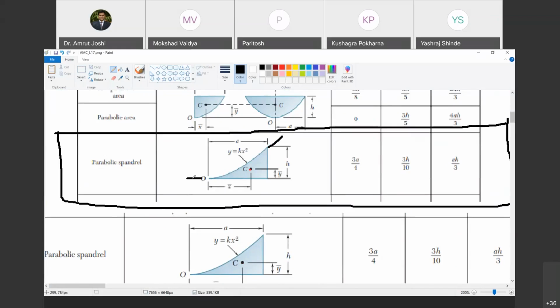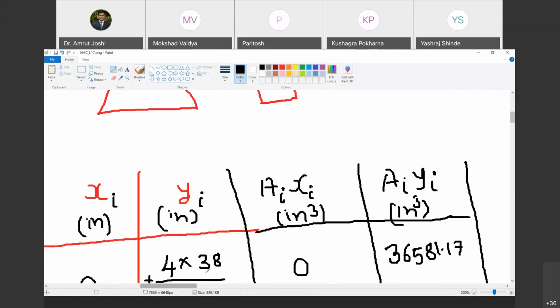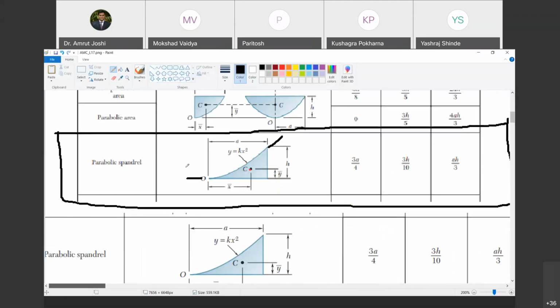Yes, sir. So when I orient the parabola in such a fashion that the tangent is horizontal at O and inclined at the other end, at that time, with reference to point O, x bar is given as 3a by 4. Are you with me? Yes, sir. And what is distance a? a is this distance. Are you with me? Yes, sir. So 3a by 4.